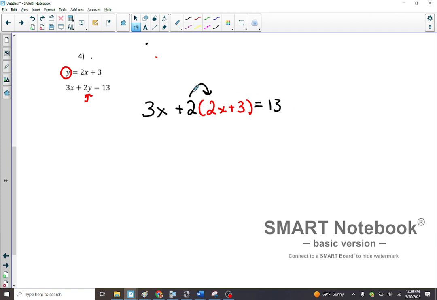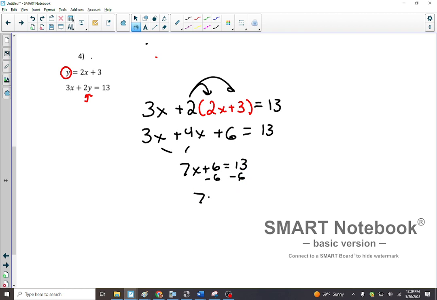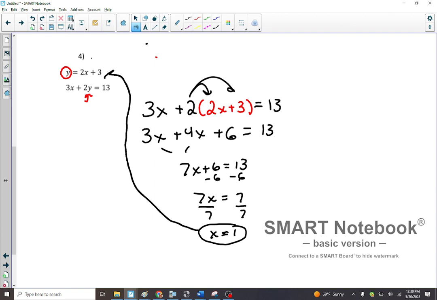Now we're going to have to FOIL. 3x plus 4x plus, remember to distribute correctly, 6 equals 13. Combine like terms. 7x plus 6 equals 13. Minus 6 on both sides. 7x equals 7. Divide by 7 on both sides. x equals 1. Just remember, we're not looking for just x. We're looking for x and y. So take that, plug it into here.